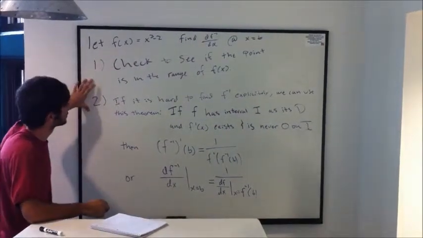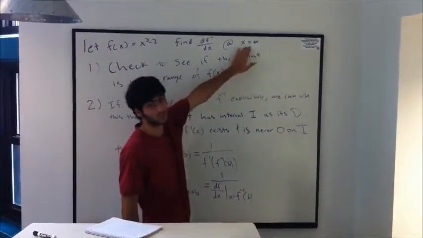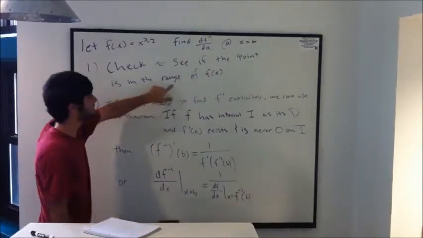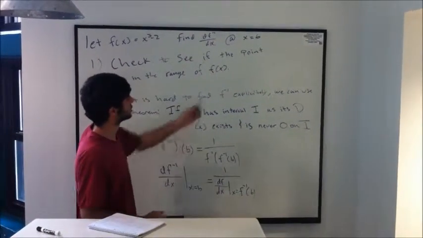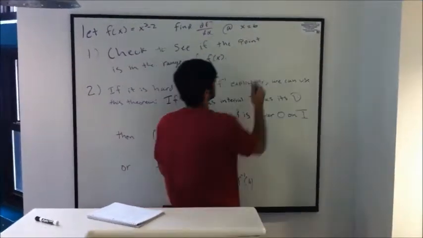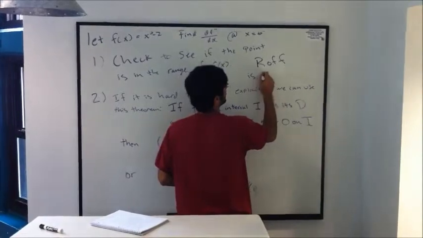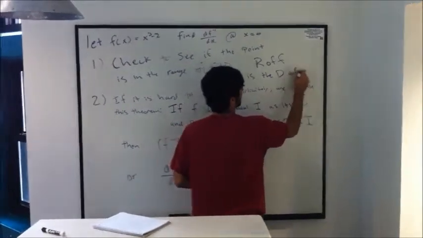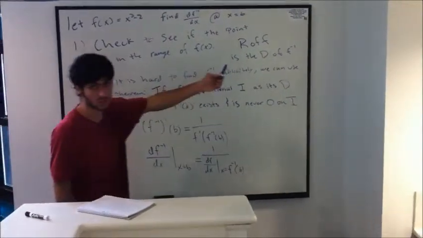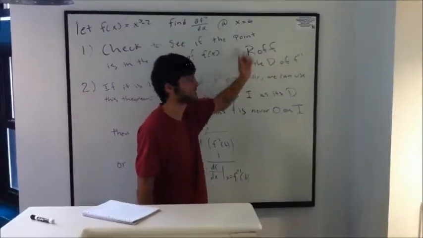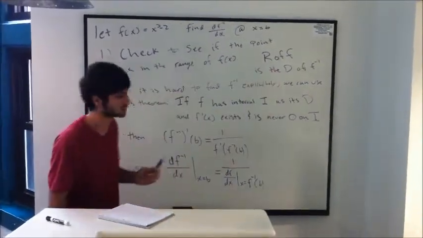So you want to do two things first. First thing you want to do is to check to see if the point, that's x equals 6, is in the range of f. Okay, so we talked about how the range of f is the domain of f inverse. So we want to make sure that f inverse is continuous at 6. That means that 6 has to be in the range of f.